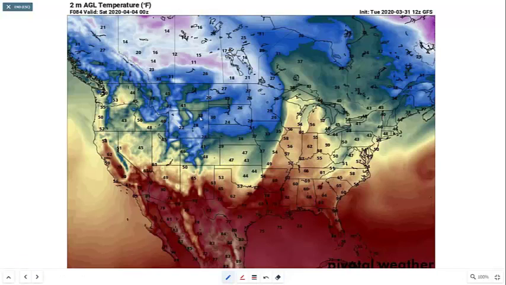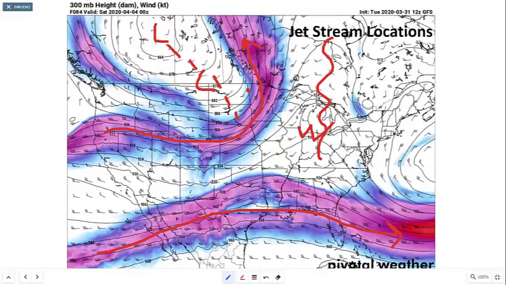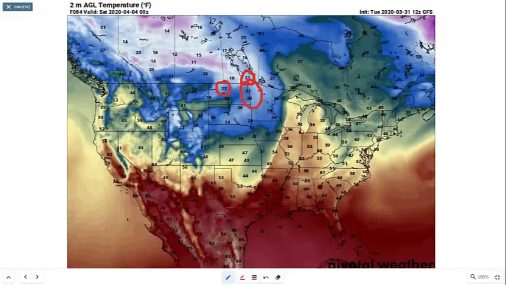So on the surface, this is the forecasted 2-meter temperatures for 7 p.m. on Friday, the 3rd of April. And they have Grand Forks at 27 degrees and Fargo at 26 degrees, Minot 27 degrees, Winnipeg 21 degrees. And again, if we go back, that whole area is on the cold side of the jet stream. And then over to the right, Chicago's 61, Indianapolis 62. They're on the warm side.